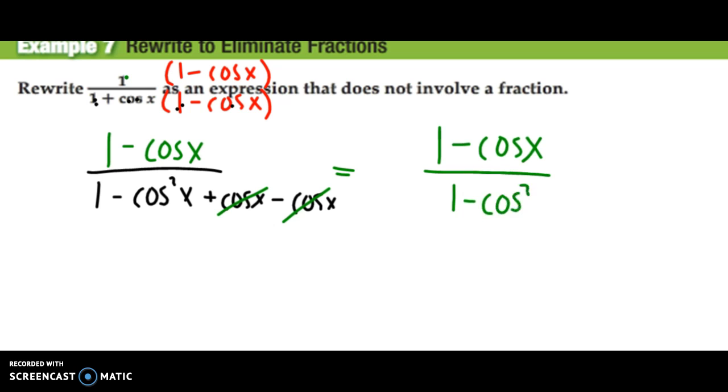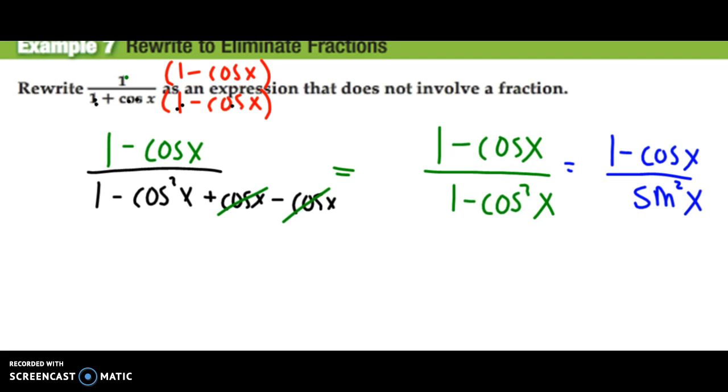Now you're probably thinking, okay, I see 1 minus cosine squared x. We've always changed that into a different identity, which is just sine squared of x. Okay? Now I feel like I'm maybe a little stuck because I have 1 minus cosine of x over sine squared of x.